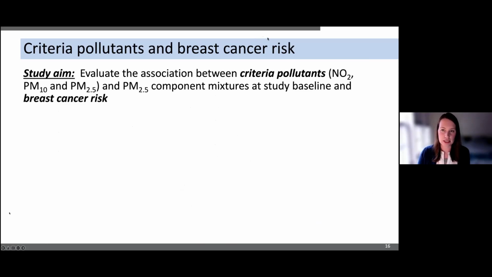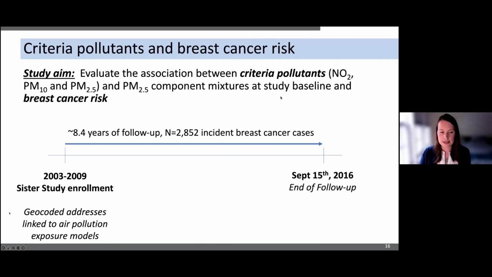So the aim of our study in the Sister Study was to evaluate the association between these main criteria pollutants, NO2, PM10, and PM2.5, but importantly with consideration of the PM2.5 component mixture. And this study had a similar design as the previous one I discussed with the airborne metals, where we focused on exposure at the Sister Study enrollment using their geocoded addresses, and then following women for breast cancer risk, but not updating. The air pollution is solely at the enrollment address.